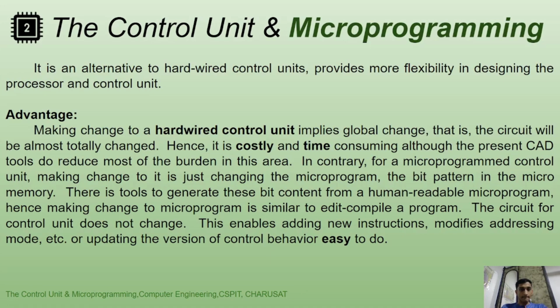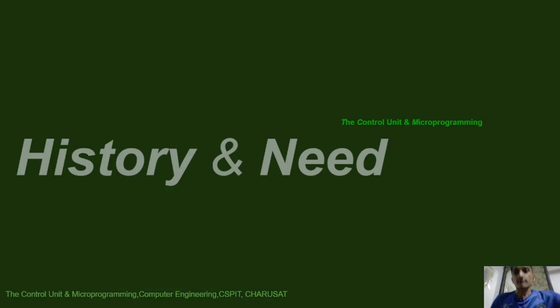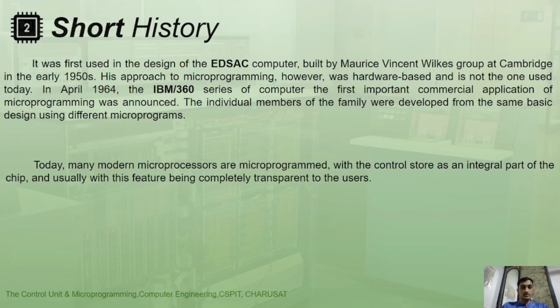The next topic is the history and need of the control unit and microprogramming. A short history: microprogramming was first used in the design of the EDSAC computer, built by a group at Cambridge in the early 1950s. That approach to microprogramming was based on hardwired logic and is not the one used today. Right now we are using microprogrammed microprocessors and things like that.